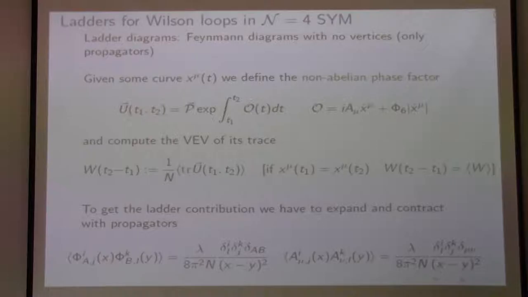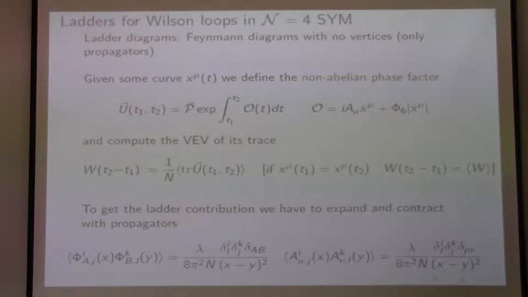Well, as I said, I will be considering some particular type of Feynman diagrams that contribute to the expectation value of Wilson loops in N=4 super Yang-Mills. Those are the ladder diagrams, and as I already said, those are Feynman diagrams that do not contain any vertices at all, with no vertices, only propagators.